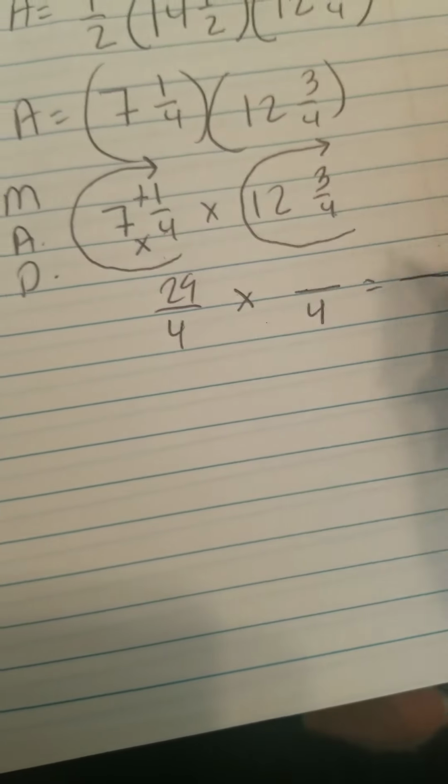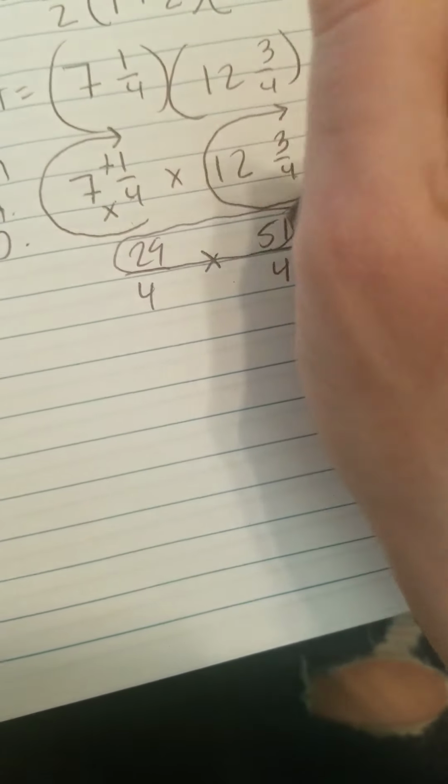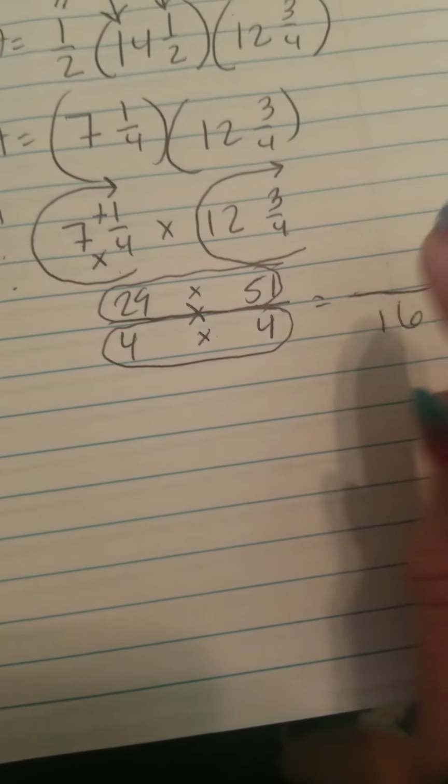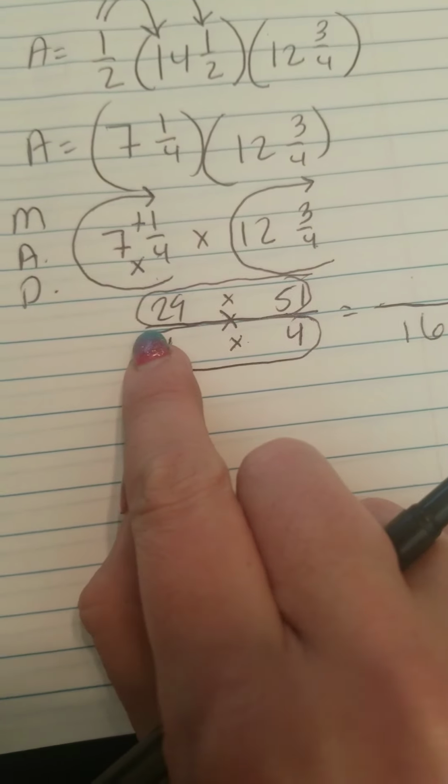Okay, so 4 times 7 is 28 plus 1 is 29. 4 times 12 is 48 plus 3 is 51. Whenever you multiply fractions, all you have to do is multiply your numerators together and then multiply your denominators together. 4 times 4 is 16. That's an easy one, so I'm going to knock it out of the park. But I'm going to have to do 51 times 29 as long division.